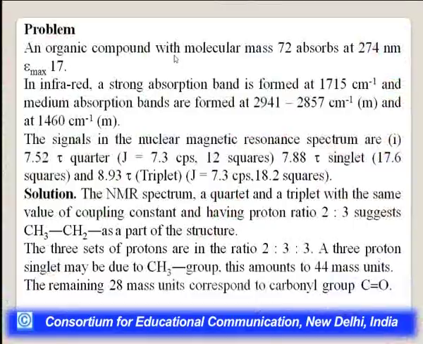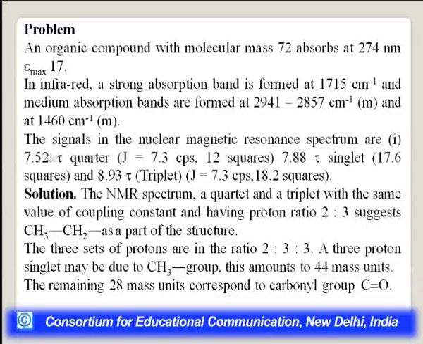An organic compound with molecular mass 72. So we have important information over here, the molecular mass, and this is the information for the UV visible spectrum, that is 274 nanometer and epsilon maximum is 17. In infrared, a strong absorption band is observed at a value of 1715 centimeter inverse, and medium absorption bands are formed at a value of 2941 to 2857 and 1460 also.